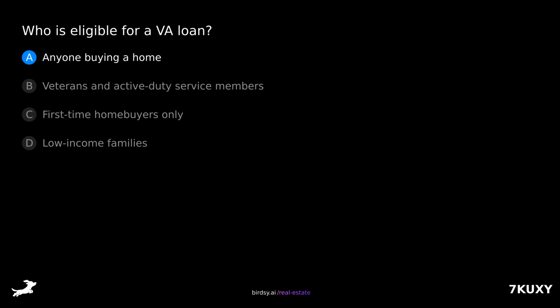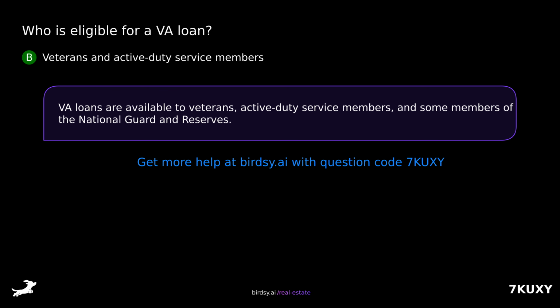Who is eligible for a VA loan? Is it A, anyone buying a home, B, veterans and active duty service members, C, first-time home buyers only, or D, low-income families? The answer is B, veterans and active duty service members. VA loans are available to veterans, active duty service members, and some members of the National Guard and Reserves.